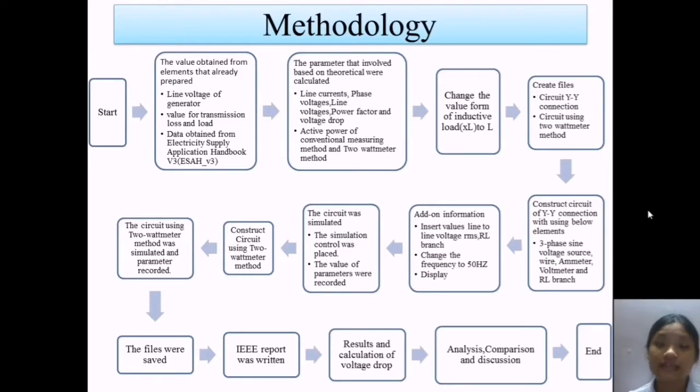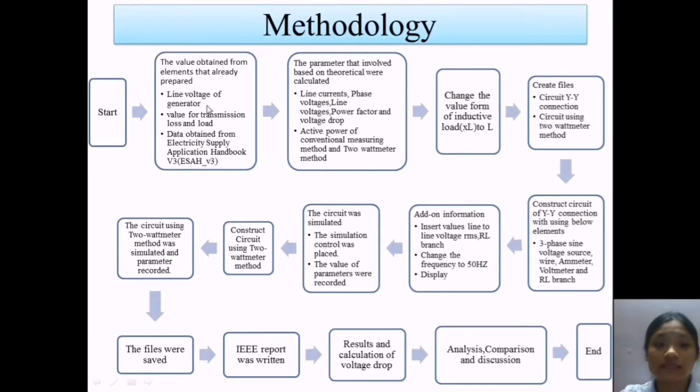Okay, this part is about the methodology. The methodology part mentions the steps I took from beginning this project until I finished it. So the first step is I start doing my project. The next step is the values obtained from the elements already prepared. This means I take the values already given by the questions.